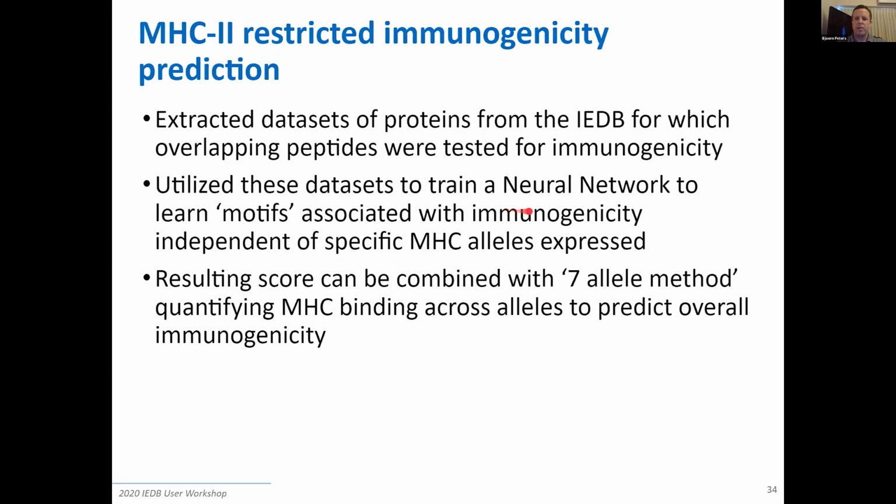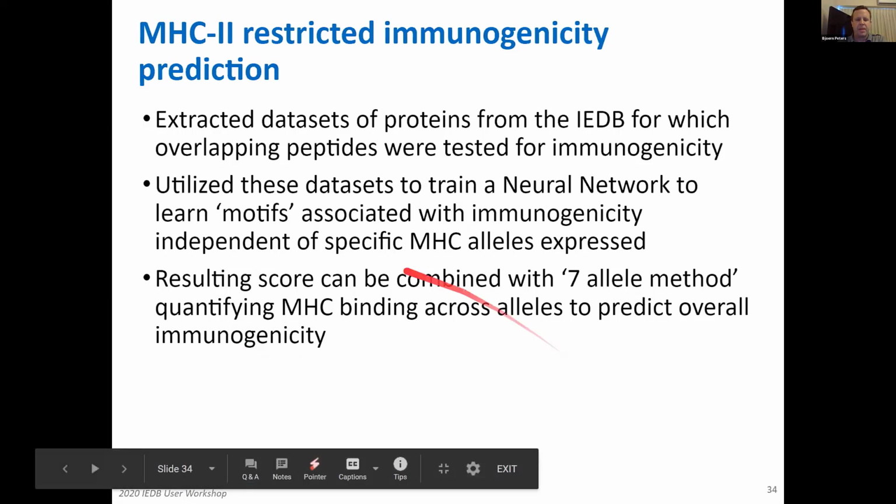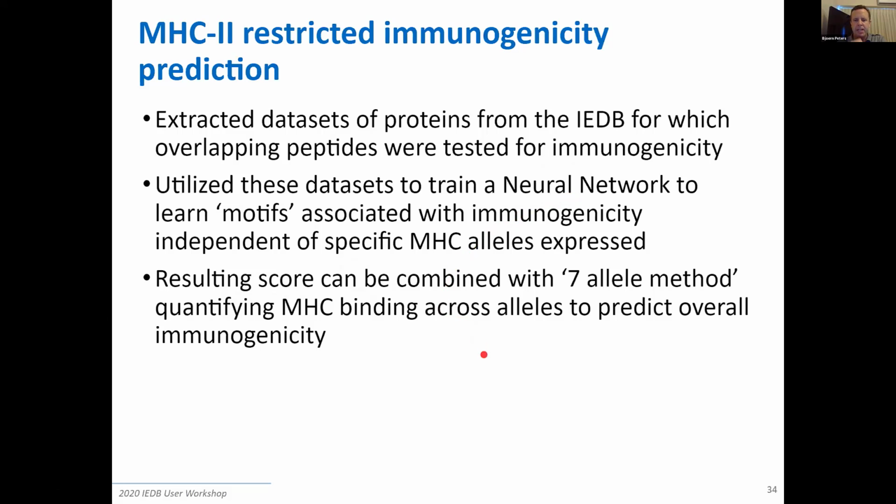And we used this to train a neural network to learn motifs associated with immunogenicity that are independent of binding predictions and independent of the specific MHC alleles expressed. So these were overlapping peptides that were then tested in a broad set of people. The resulting score was intended to be combined with the 7 allele binding method, which quantifies MHC binding across alleles. So we have 2 MHC allele independent prediction methods that are intended to be used together to identify likely immunogenic peptides.